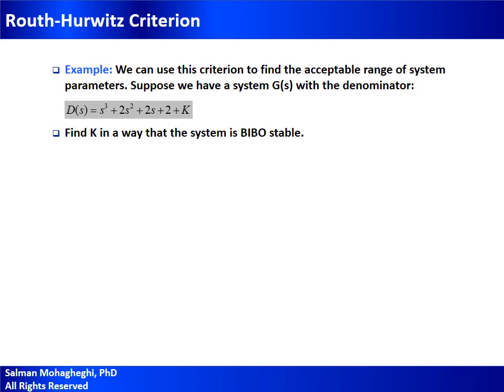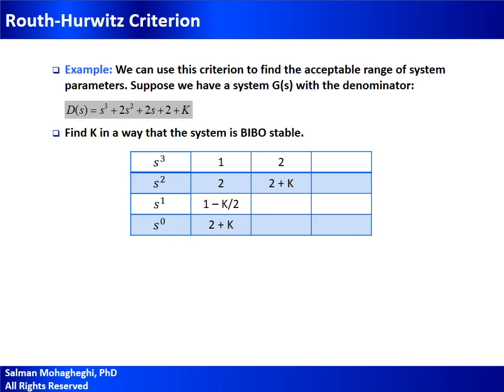We can do some fun things with the Routh-Hurwitz criterion. For example, we can use it to find acceptable ranges for some certain system parameters. Suppose I have a system with a transfer function G(s), which has a denominator as I'm showing here. D(s) is s^3 + 2s^2 + 2s + 2 + k. What I would like to do is to find k in a way that the system is bounded input, bounded output stable. Well, let's form the Routh-Hurwitz table.